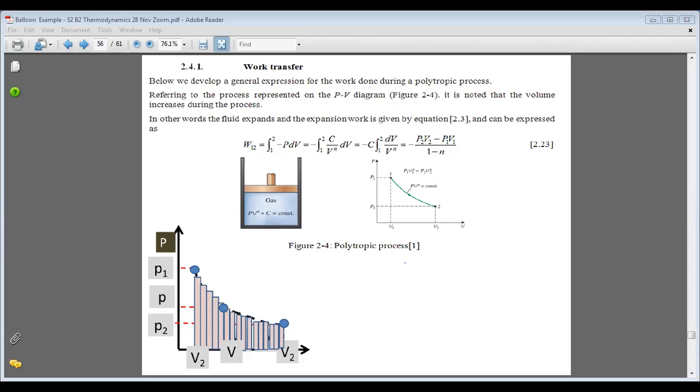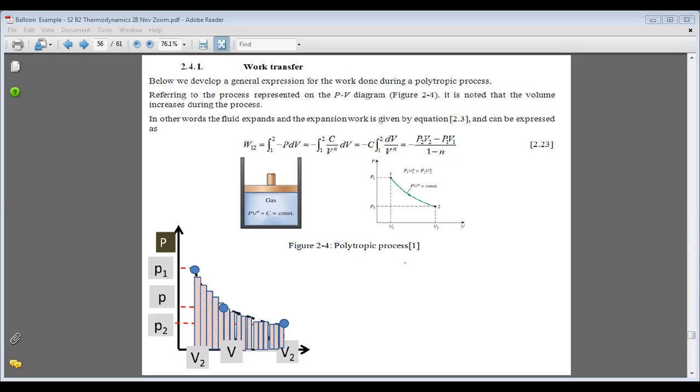So n has some limits. n can vary between 1 and gamma. This is the polytropic index, between 1 and gamma. Gamma is Cp by Cv. Try to catch this: between 1 and gamma.